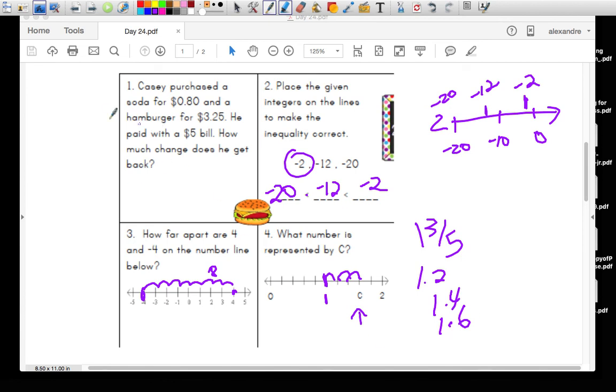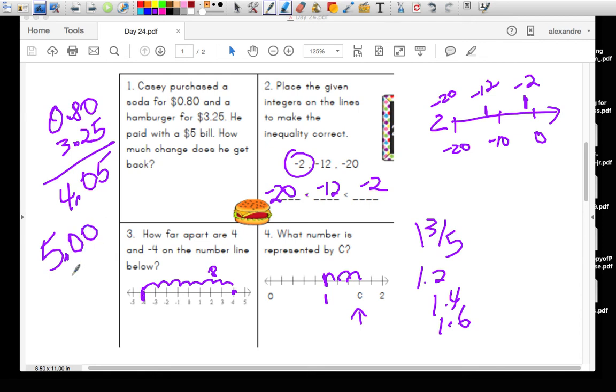Let's go back to one that I forgot. Purchase soda for 0.8, a hamburger paid. So here your cost, 0.80. Hamburger is 3.25. You add this up, your total cost ends up being 4.05. And if you subtract that from 5, you go 5. There's no decimal. Add a decimal, 2 zeros. You got 0.95 cents back in change. Okay.